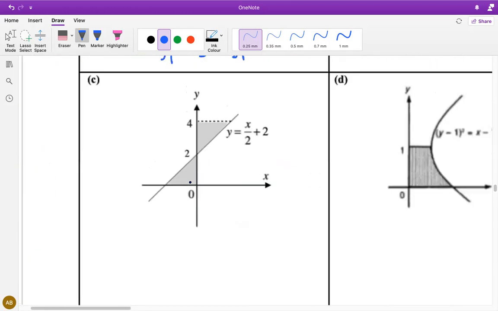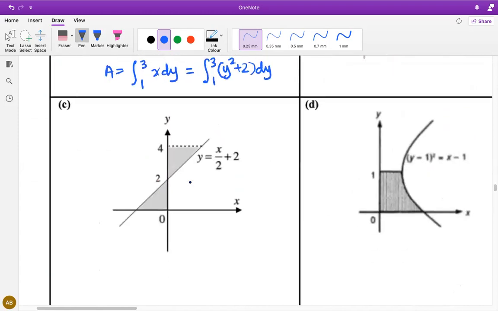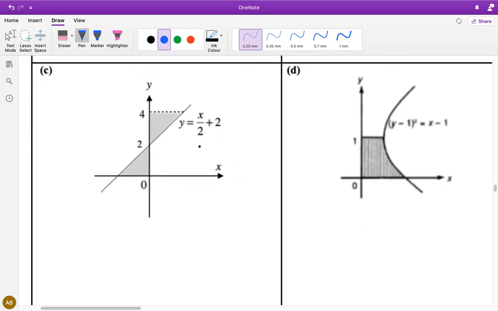So now we go to C. How to do C? C is y equals x over 2 plus 2. You can see here there are two areas, one positive, one negative. Actually, for this question you can use the area bounded by the x-axis and the curve, but it's quite difficult to do like that. So this one is better: you can do from 0 to 2 and 2 to 4. Easier, because the area of the shaded region is very clear here, these two parts.